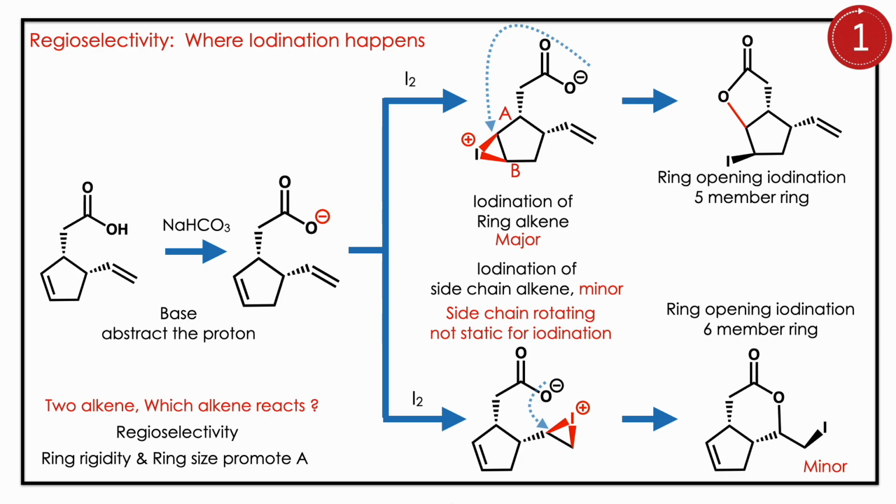Then O minus attack. O minus attack is also regioselective. It will only attack on A, not B, because of regioselectivity. Why regioselective? The nucleophile cannot stretch its carbon bond to attack B. So A is the major product. Here you achieve two regioselectivities: among the alkenes you choose one, and among the two iodine carbons you choose one. The concept you have to learn here is that iodonium ion ring opening always involves regioselectivity.